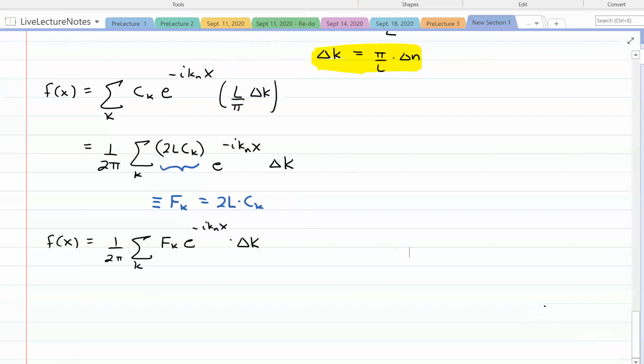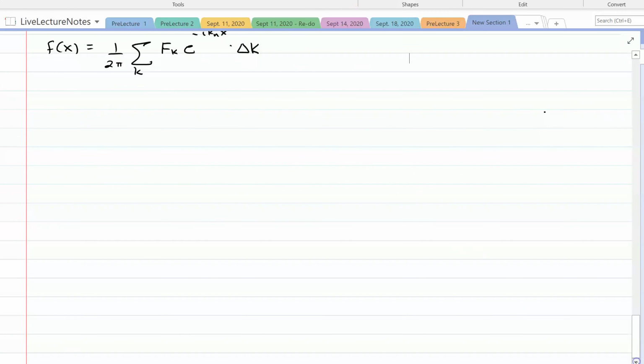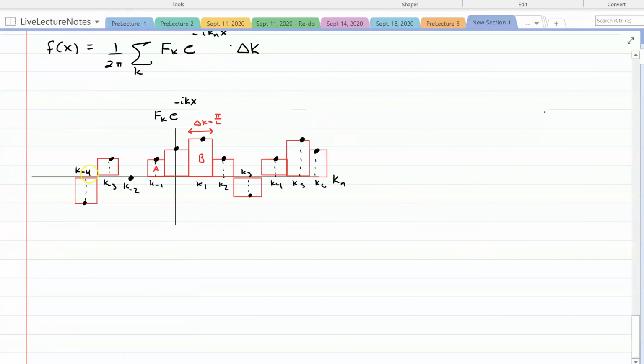So let me draw that. I'm just going to draw the same thing that I drew before. So here we go. On the x-axis now is kn. So there's different values of k which I can use. Remember that kn was equal to n pi over L. On the y-axis, I've plotted fk times e to the minus I k times x. Put a kn there if you want.